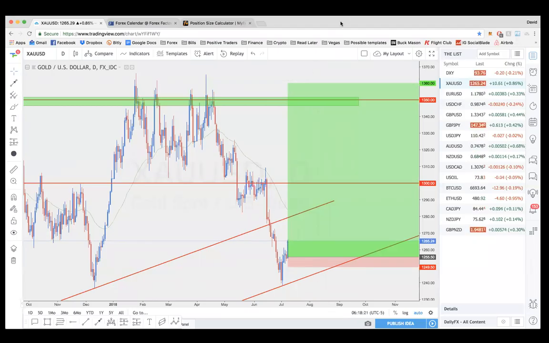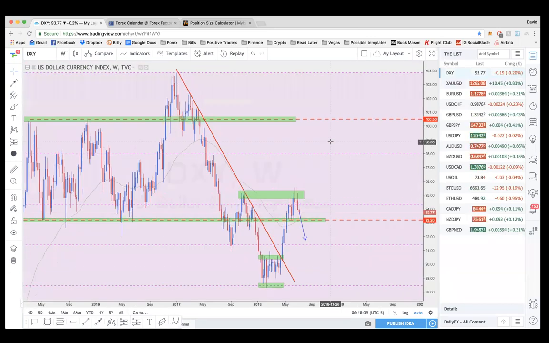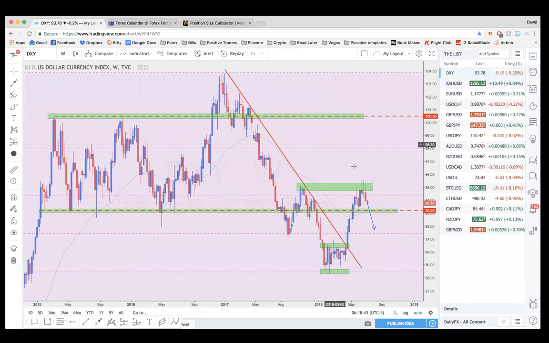So this isn't anything formal. This isn't an analysis session or anything like that. I just really want to go over, for a minute or two, this setup on the dollar index and follow through with what I posted earlier about expecting the sell on the dollar. Earlier inside of Telegram, guys, I posted this chart of the dollar index saying that I am expecting downside on the dollar index this week.